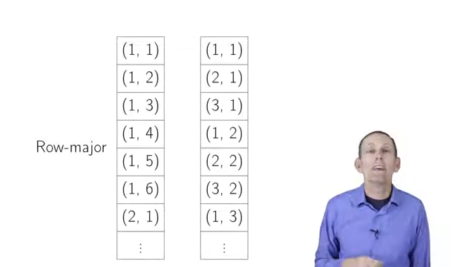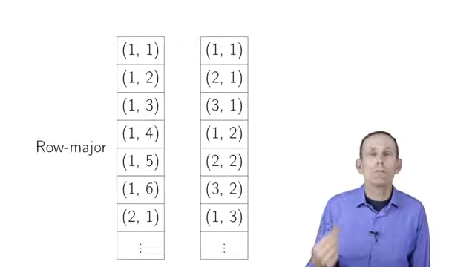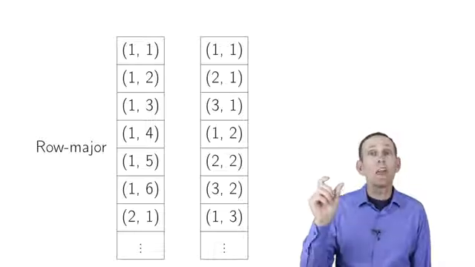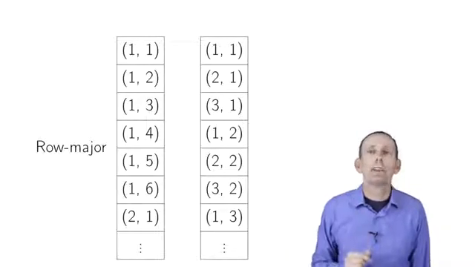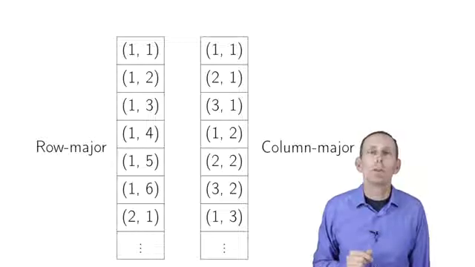And so then the successive elements would be 1,1, 2,1, 3,1, followed by 1,2, 2,2, 3,2, and so on. So there we see that the row index is changing most rapidly. And this is called column major ordering.